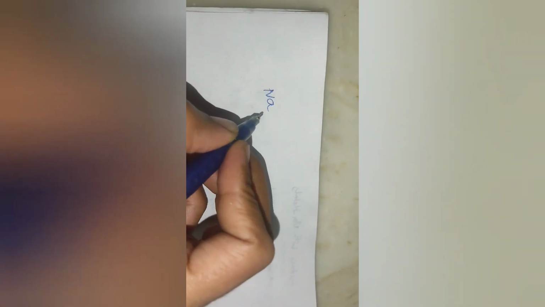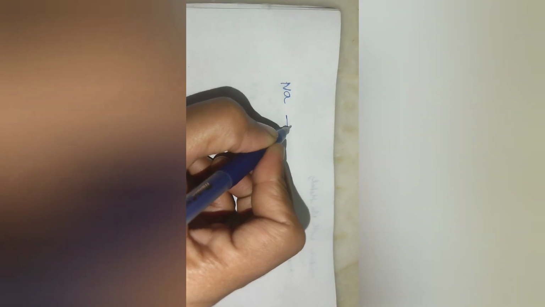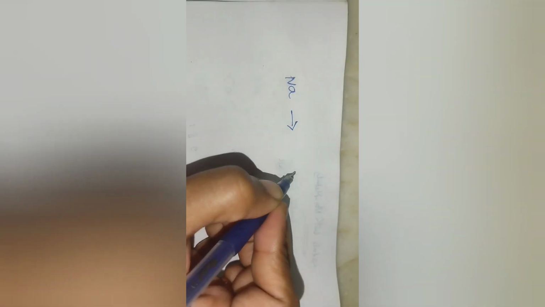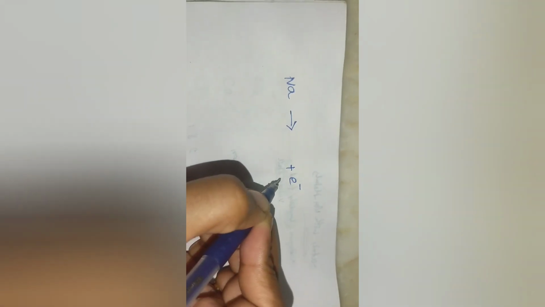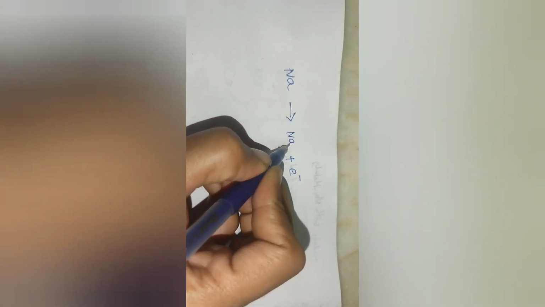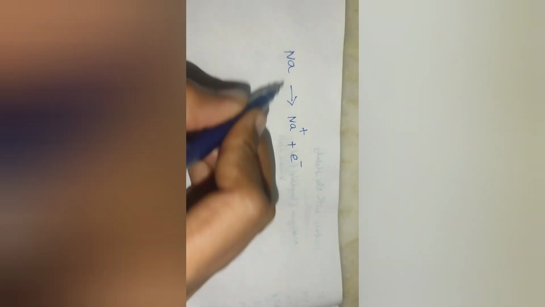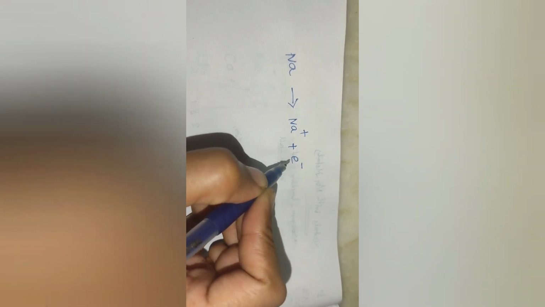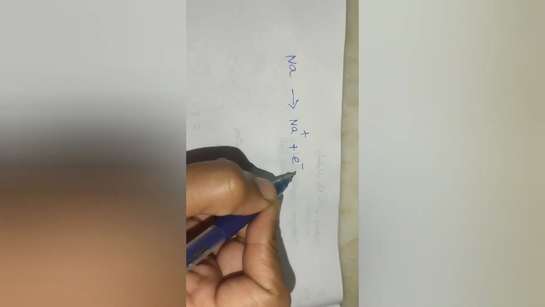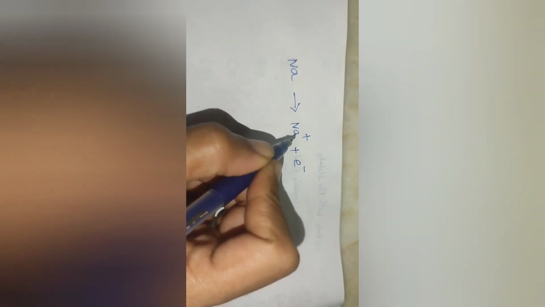Now the sodium, as I said, is going to leave one electron. Sodium is removing only one electron and it becomes positively charged. Sodium is giving one electron to the chlorine. So the sodium is becoming positively charged.